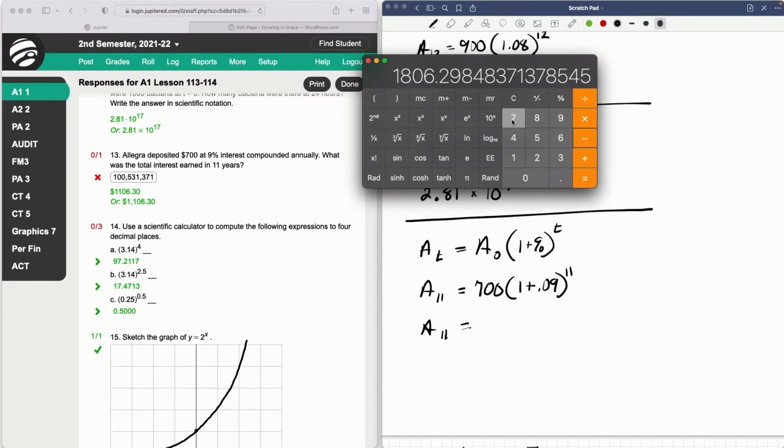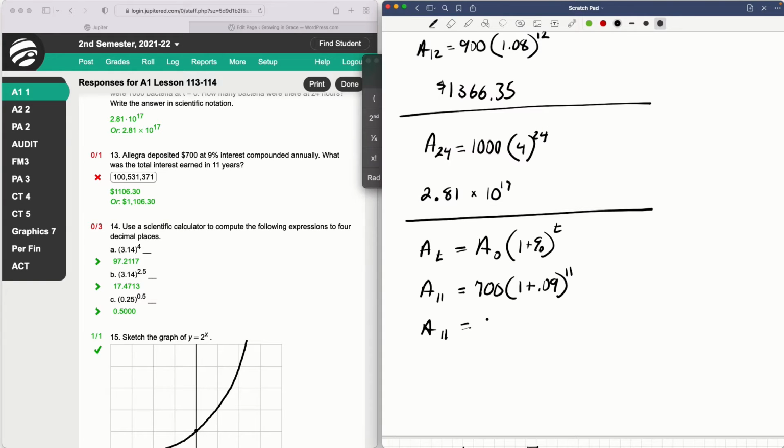So minus 700 is going to be 1106.30. So 1106.30 is the amount of, I'm going to write plus 700 so this equation statement is true. But this is the interest and this is the original. All right, so that's what you would have put in here, is the interest that we earned.